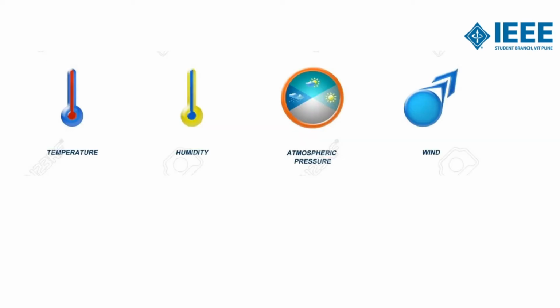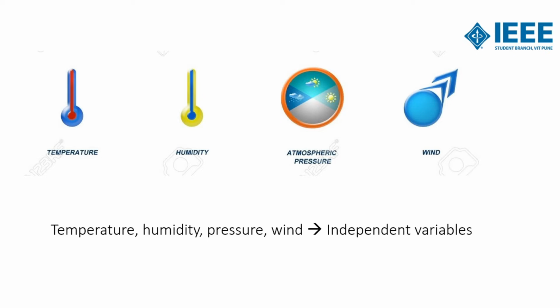For example, while predicting the rainfall, we take into consideration factors such as temperature, humidity, atmospheric pressure, and wind. We assume that it will rain if it is a little humid, and it won't rain in case of windy weather or high temperature. But in reality, our predictions may not be correct each and every time. Note that factors such as temperature, humidity, pressure, and wind are independent variables, and the prediction of rainfall depends on these factors.